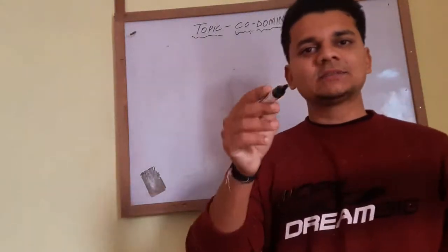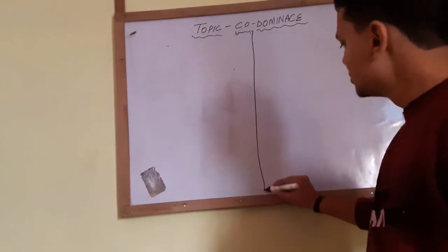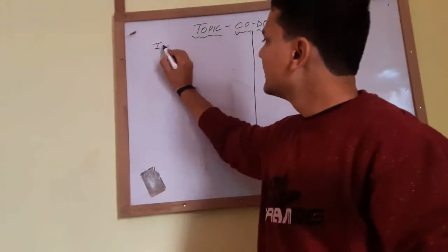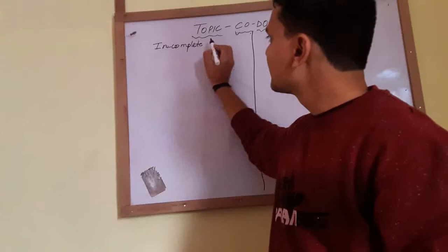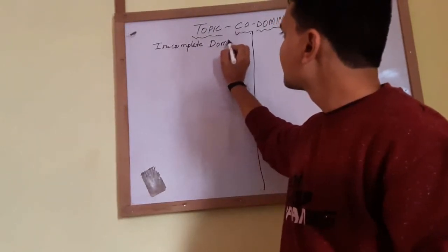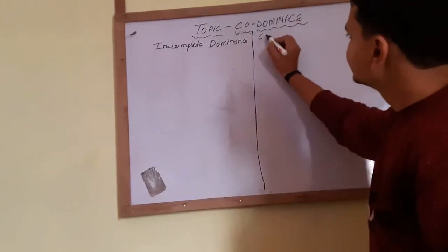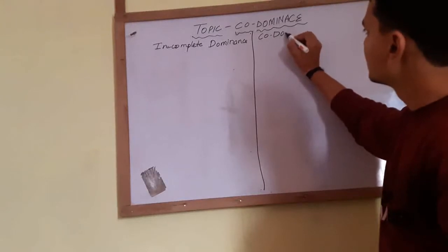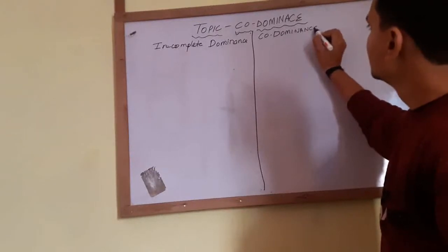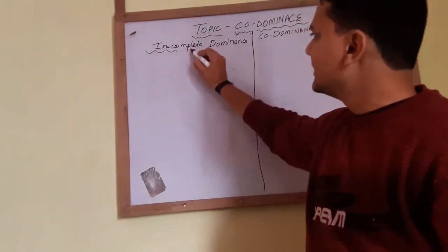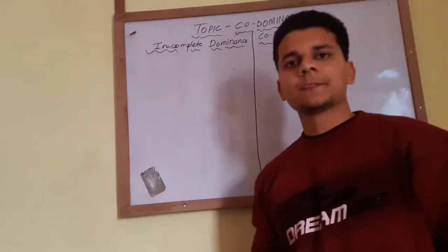So to understand this law properly, let's talk about two conditions, right? So the very first condition will be of simple incomplete dominance. And the second condition will be of codominance. So when we are talking about incomplete dominance and codominance, let's take a case.